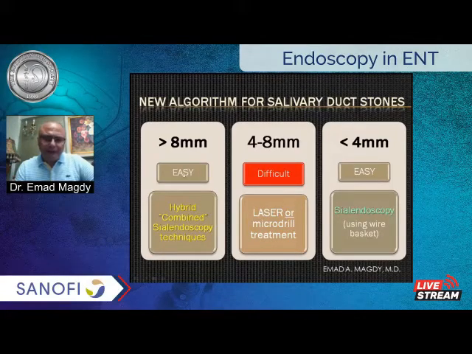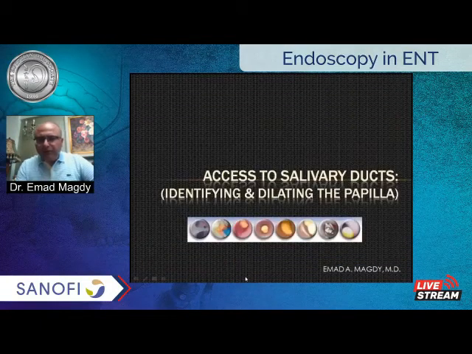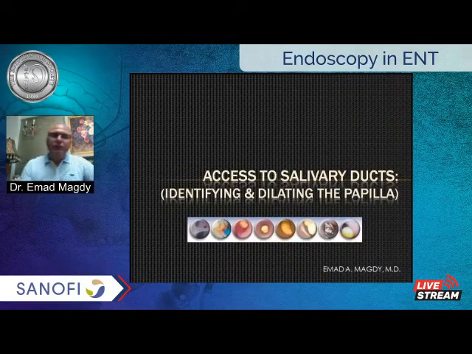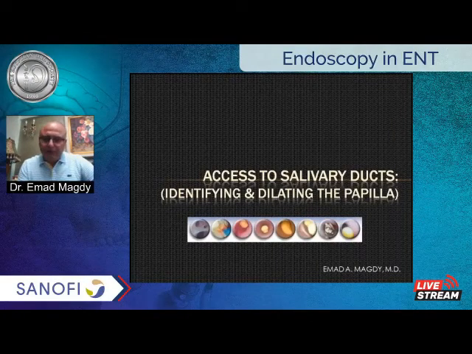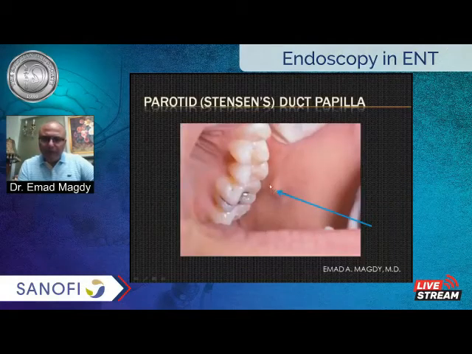And again, this is an easy case. Before starting sialendoscopy, you have to think how to access the salivary ducts. The first thing is identifying and dilating the papilla. So we all know that the parotid duct actually drains at the Stensen's duct papilla, which is located on the inner side of the cheek, opposite the second molar tooth.